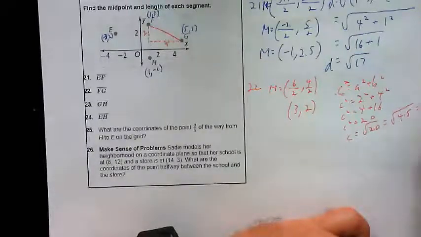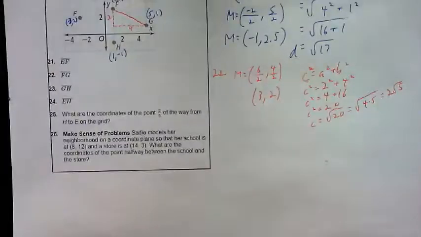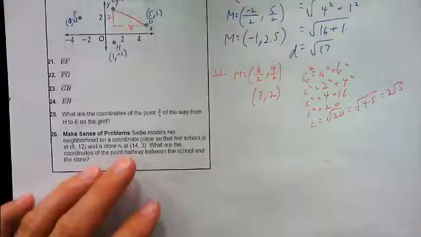So going back to algebra now, 2 radical 5. I am not going to ask you to simplify a radical on a test. Only giving you whole numbers for this test.